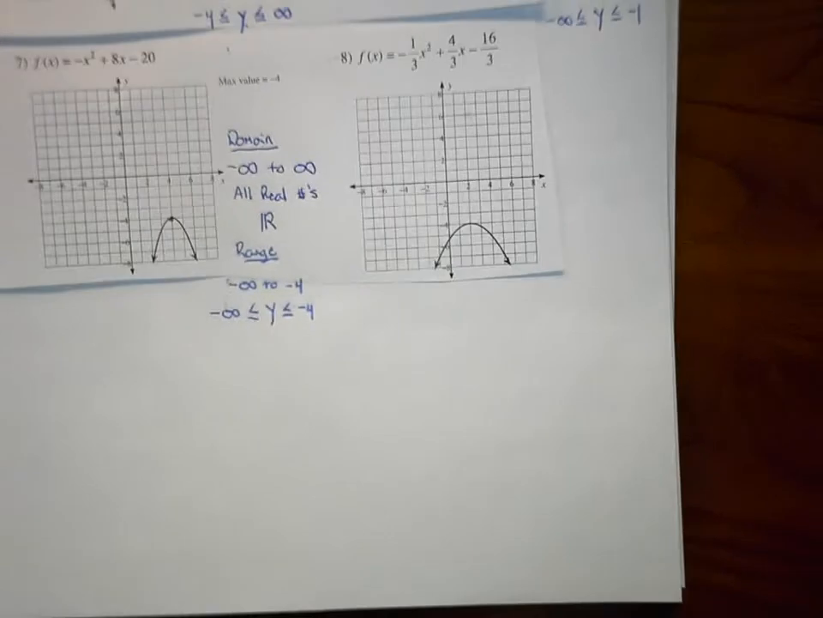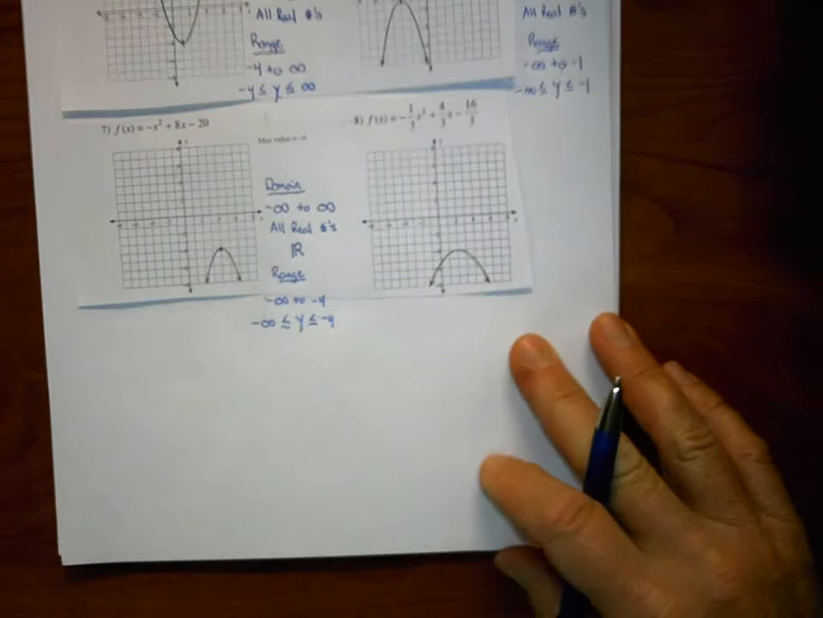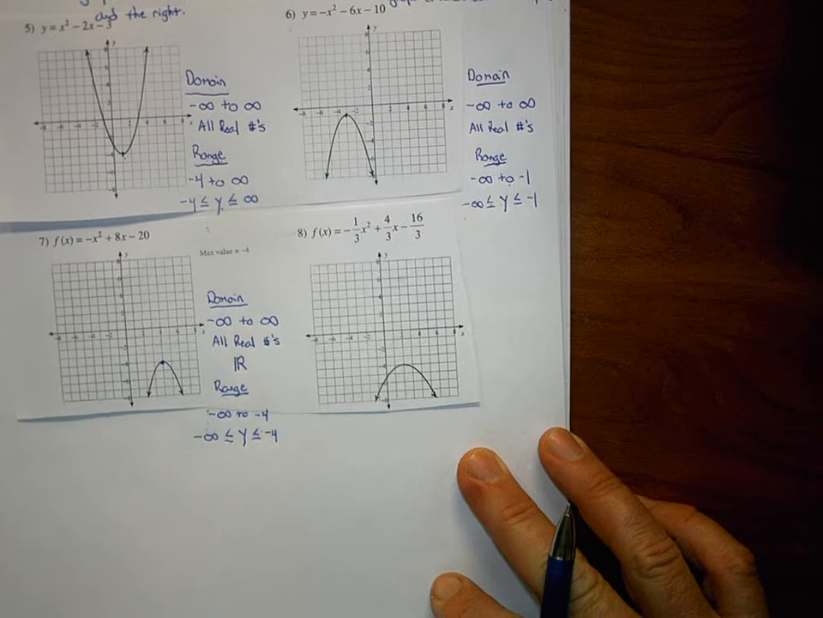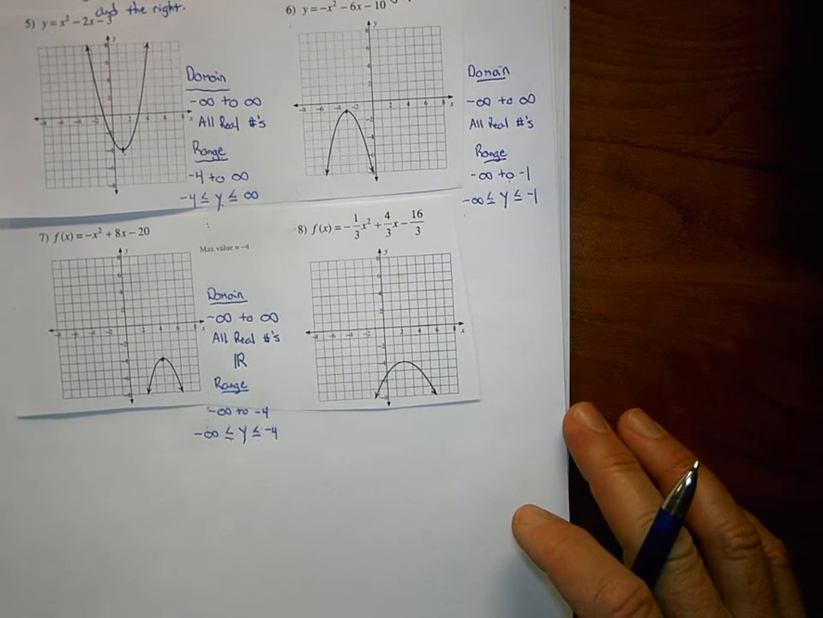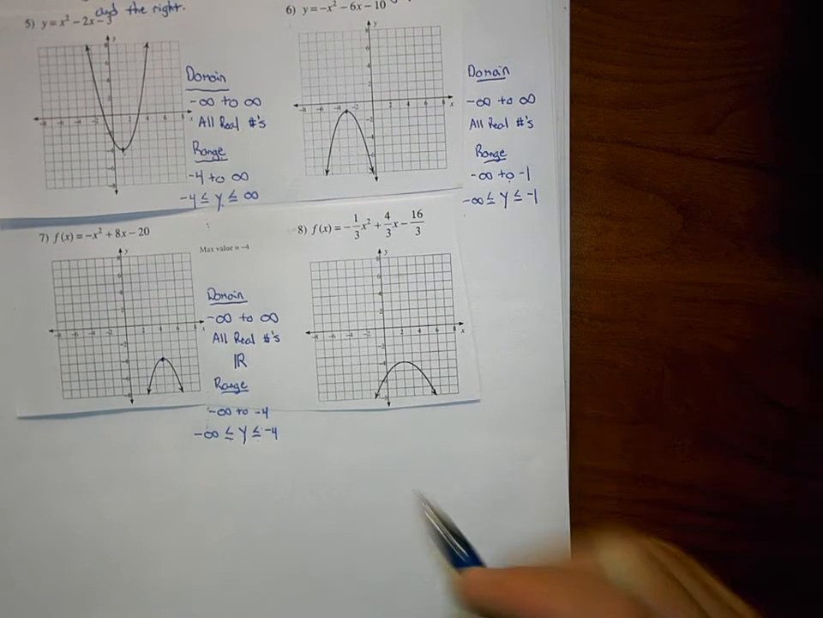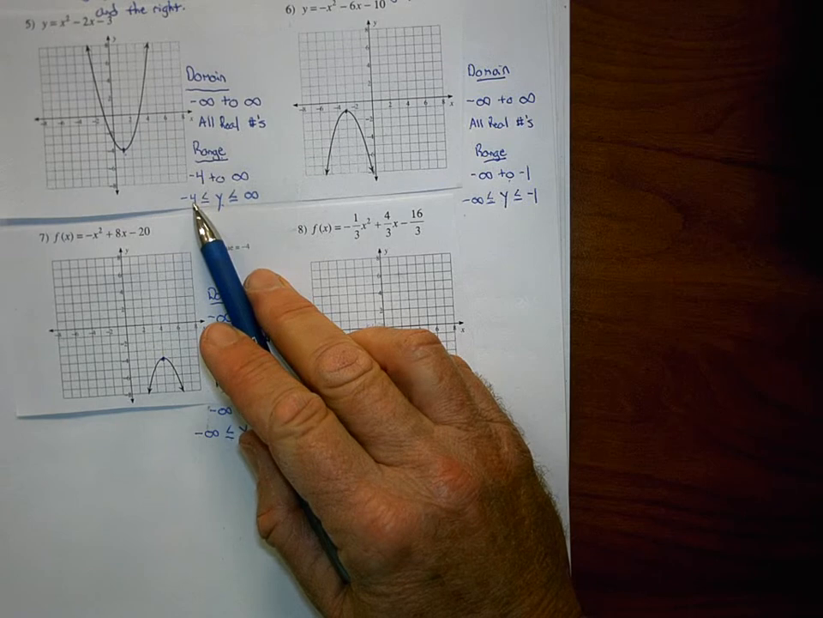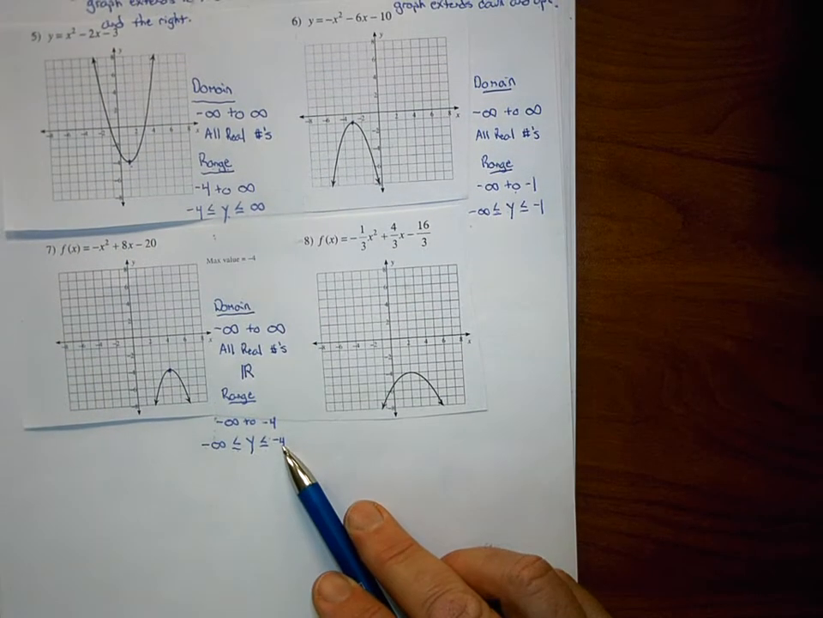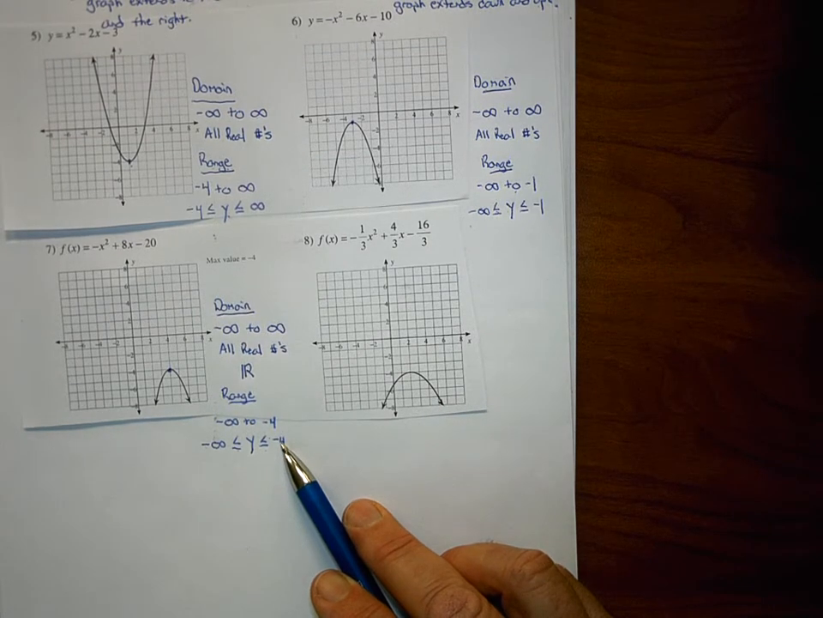Okay, guys? All right. Oh, by the way, right there you do -4 to infinity, and then that one you do negative infinity to, because that one goes down. That one is how far it went down. This one is how high it went up. So that's why the -4 is in different spots. That's a great question, though.